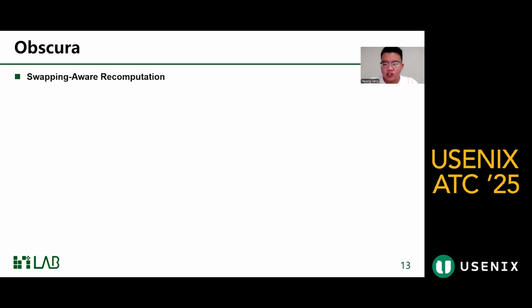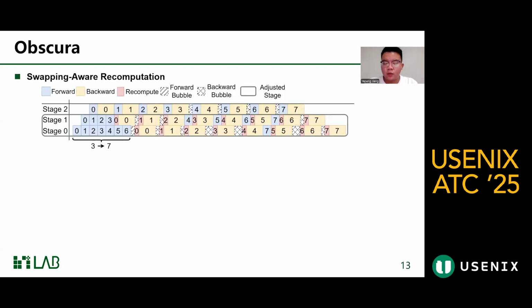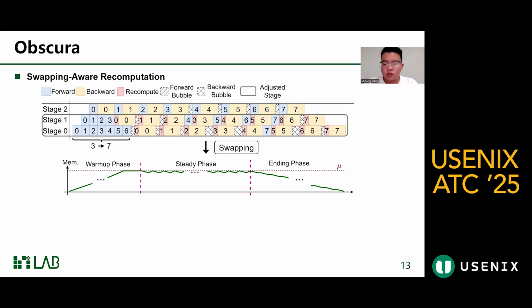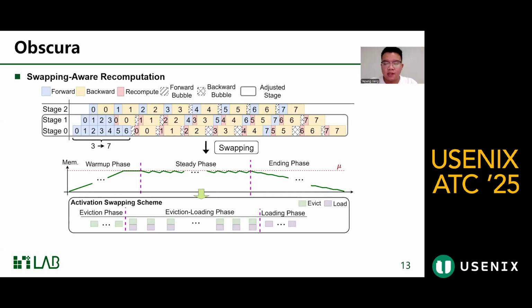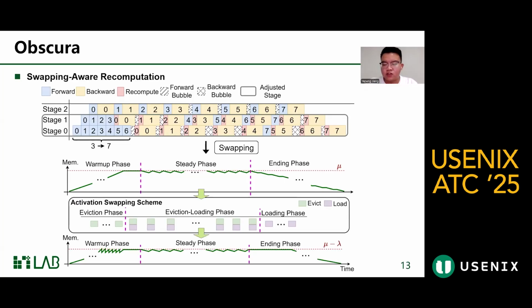To address the second challenge, we propose a swapping-aware recomputation. We integrate activation swapping into the Obscura pipeline and introduce a swapping scheme with three phases: the eviction, loading, and loading. In general, the eviction phase offloads activations of macro batches to reduce peak memory usage during the warm-up phase. The eviction, loading, and loading phases bring back these activations for the backward passes.